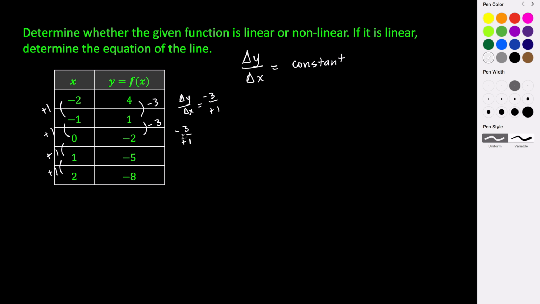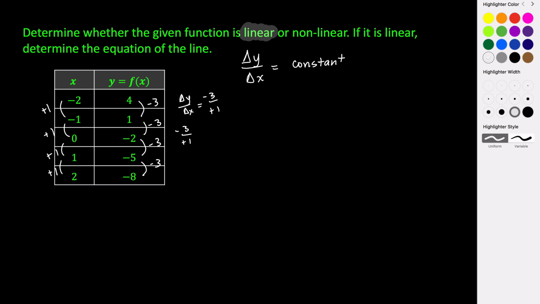Now you can't just stop if you see that two of them work, because maybe there's some change in the pattern later down the road. So to go from -2 to -5, again, that's subtracting 3. And then from -5 to -8, again, we're subtracting 3. So we can see that all of our changes in y over our changes in x are the same value, -3 over 1. It remains constant. So what that tells us then is that this function is linear.